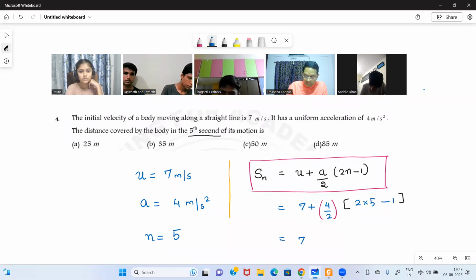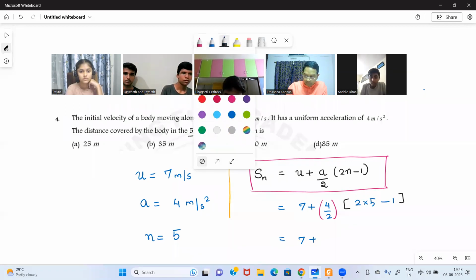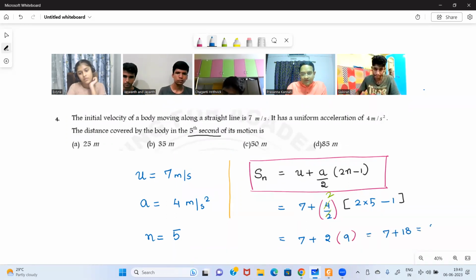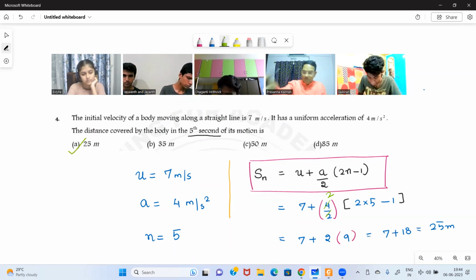So your answer is 7 plus a by 2, that is 4 by 2, so you get 2 here. So it is 2 into 5, 10, 10 minus 1, 9. So it is 7 plus 18. And what would that answer be? 25. 25 meters. Although I said it, you can get to the answer very easily. That is only true if you apply this formula. The regular formula will take you more effort and time.